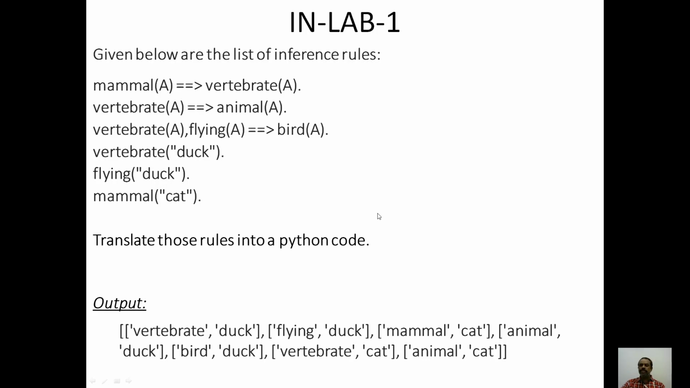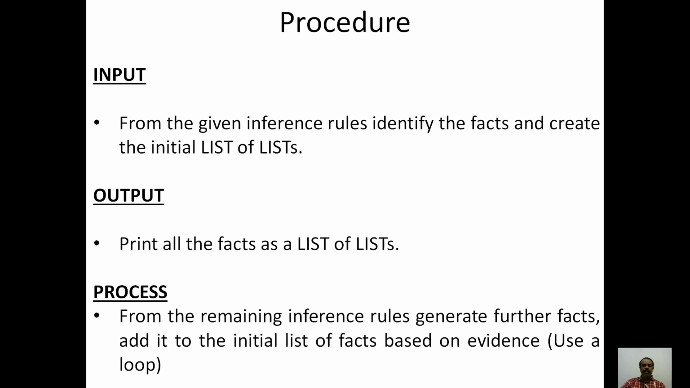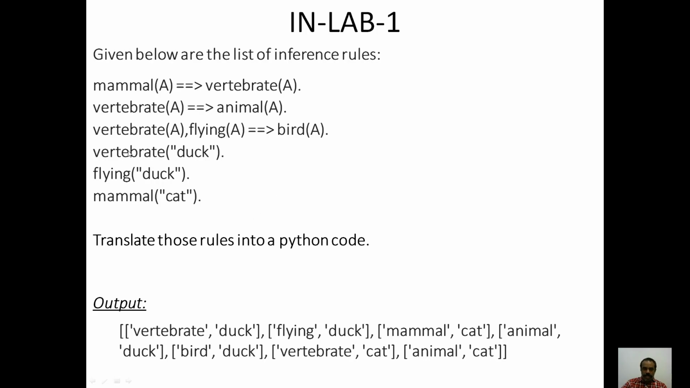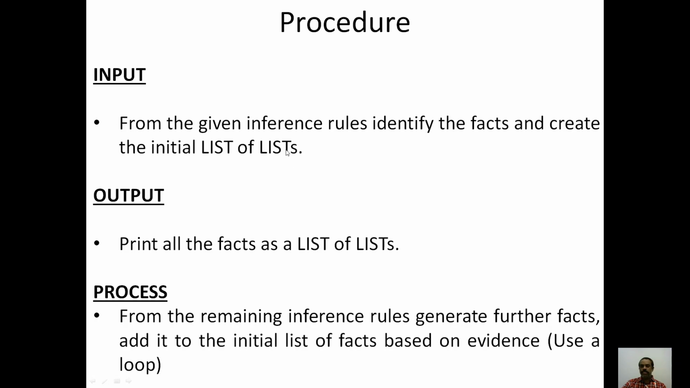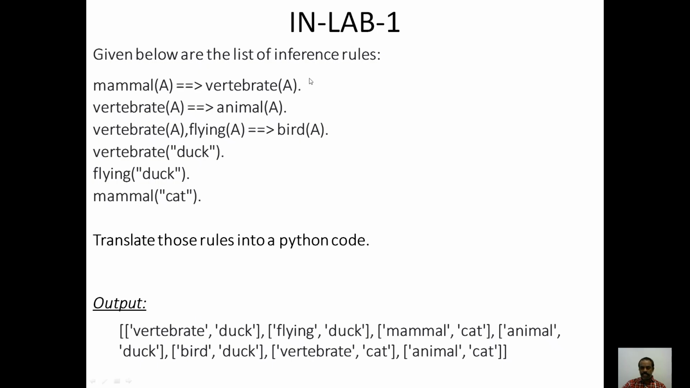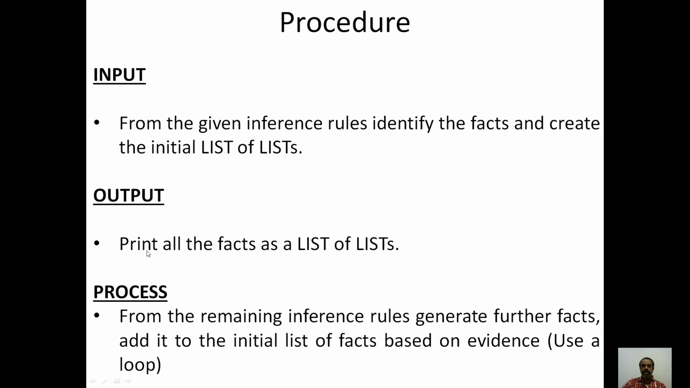I'll give you a small hint for this. See the procedure. We have these initial facts: vertebrate duck, flying duck, mammal cat. So we need to generate a list of lists. That's the initial set of facts that we need to identify from the given set of inference rules. So what should be the process for the remaining inferences? In this case we have these remaining inferences. From this we need to obtain any other possible facts that can be derived and add them to the existing list. So the final output would be, we need to print all the facts as a list of facts.